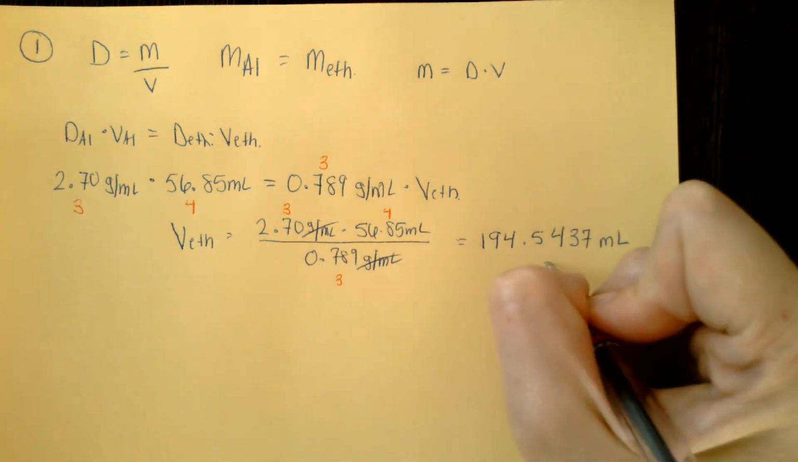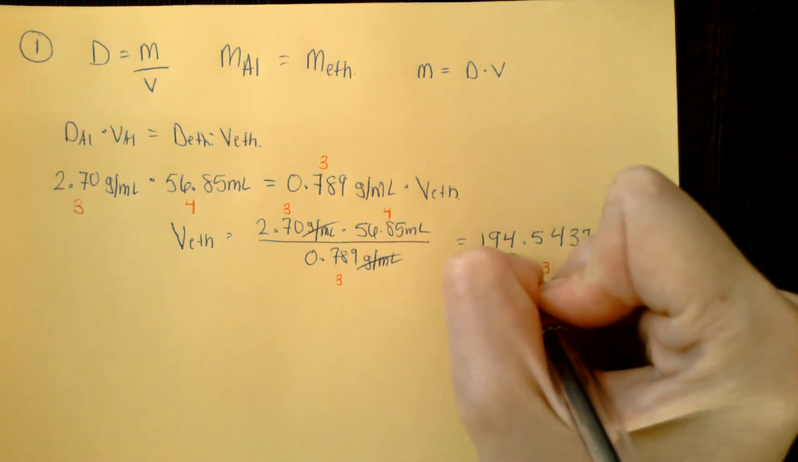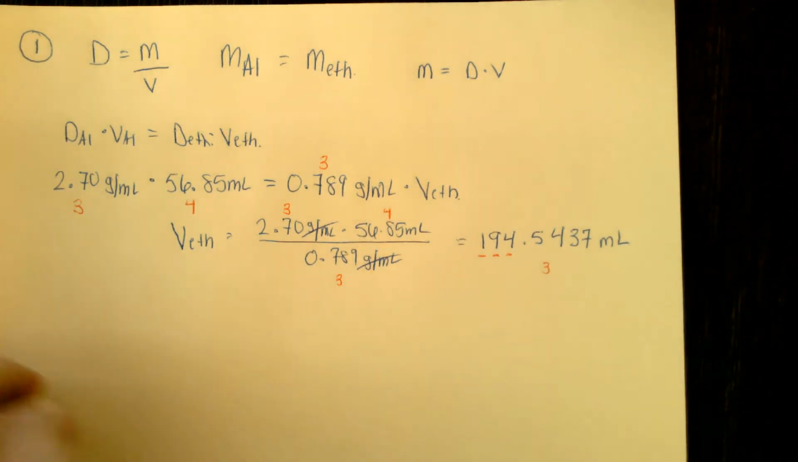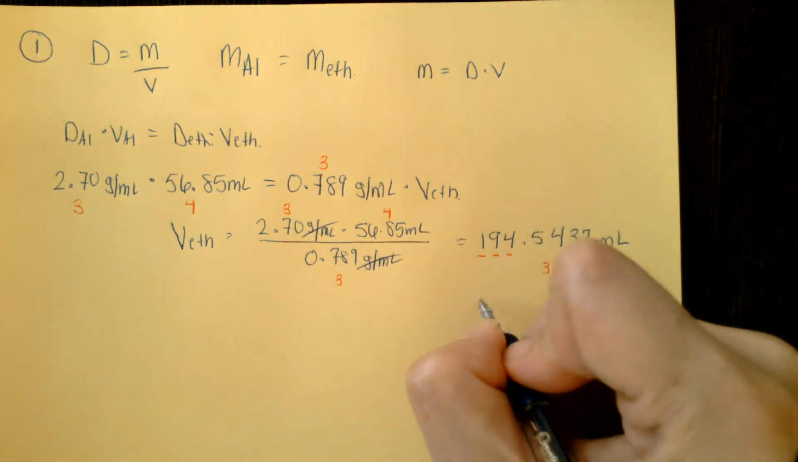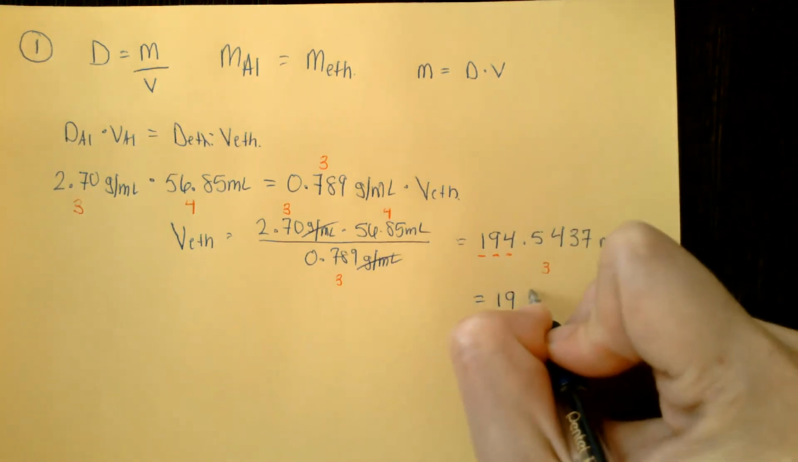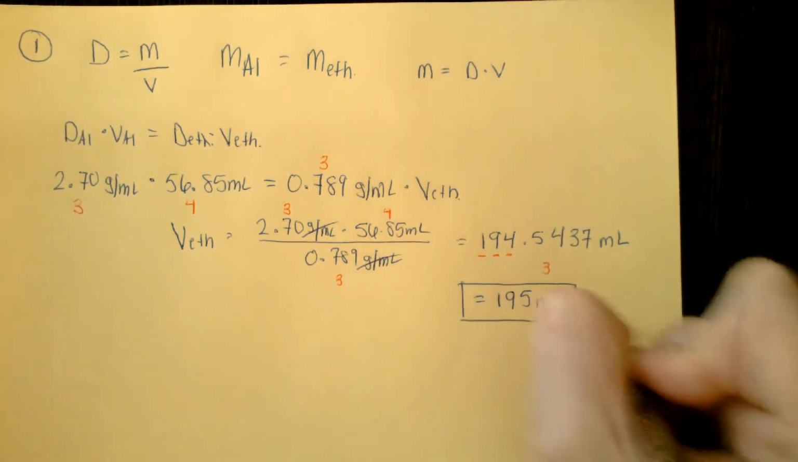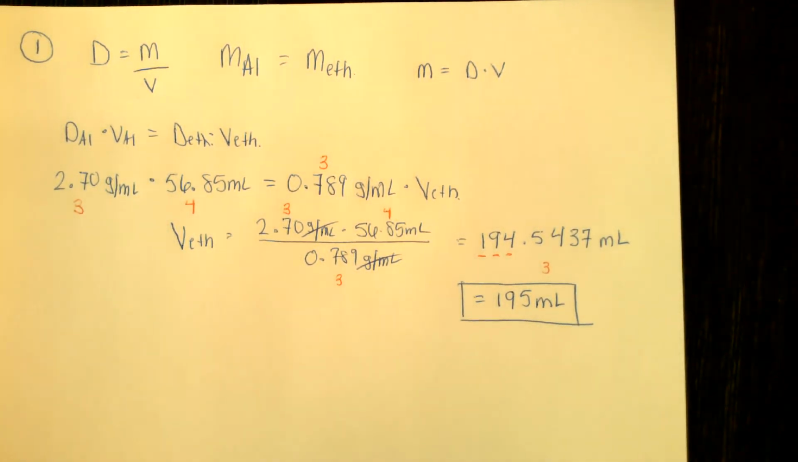So we're going to round this to 3. So 1, 2, 3. That 4, because of what we have here, is going to turn into a 5. And we'll call this 195 milliliters is our volume. Okay, so there is problem number 1.